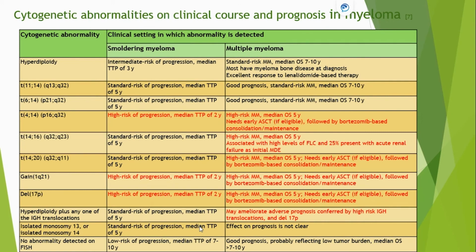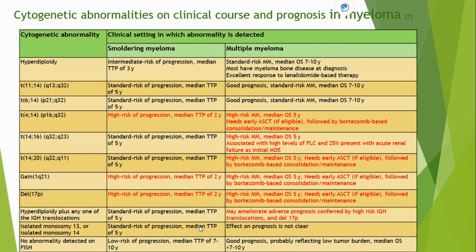If you look at this table, the stage of the disease the patient is in and the abnormality could have a different meaning. For instance, if you find translocation 6;14 in either smoldering myeloma or multiple myeloma, prognosis is not bad. But if you find 14;16 and the patient is in the smoldering myeloma stage, it has a standard risk, but in multiple myeloma it shows a high risk. You can see the ones in red are basically the high-risk ones. And then you can see 14;20 has a similar effect: a standard risk in smoldering myeloma, but high risk in multiple myeloma.